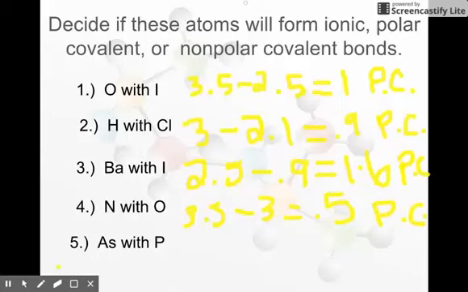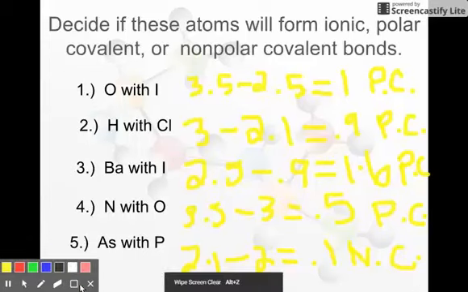And then the last one, arsenic and phosphorus. So arsenic is 2 and phosphorus is 2.1. So 2.1 minus 2, and we get a difference of 0.1, making this nonpolar covalent. So to know the difference between if we have ionic, polar, or nonpolar, we just find the difference in their electronegativities.